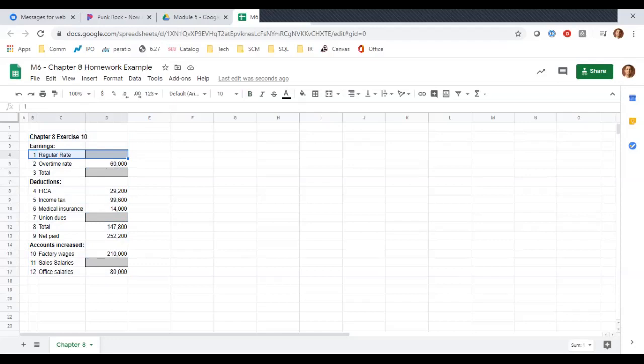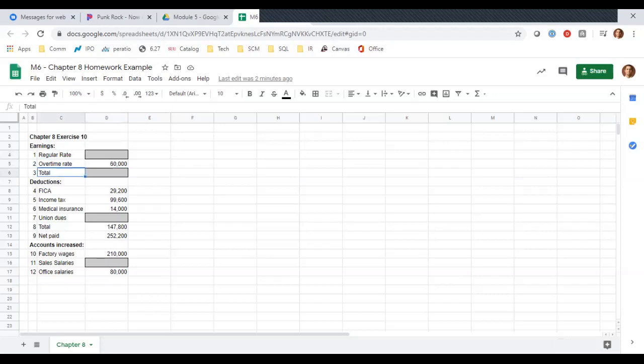And off the top of my head, I don't know what that is. Typically, our overtime rate is paid at 1.5 times our regular rate. But in exercise 8-9, that's not the case. So it's not safe to assume that here. So for now we can't figure out what that is.